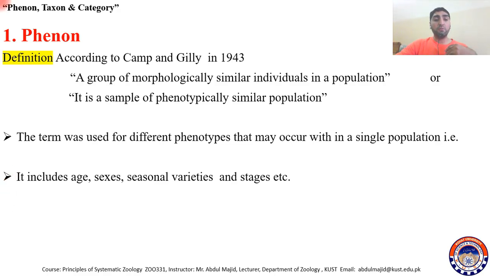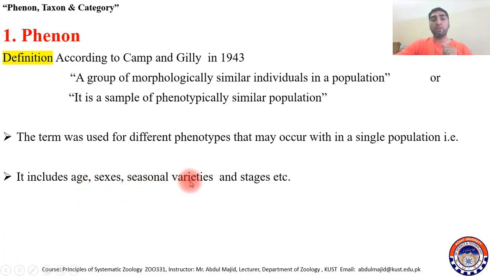And then sexes, meaning male and female. Male and female have very different physical appearances. So that's why male and female are different phena. So for example, in a class of both male and female, if you separate the girls on one side and boys on the other side, boys are one phenon and the girls are another phenon.